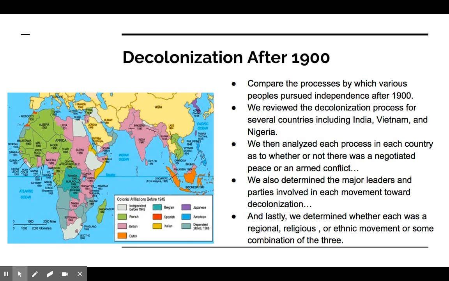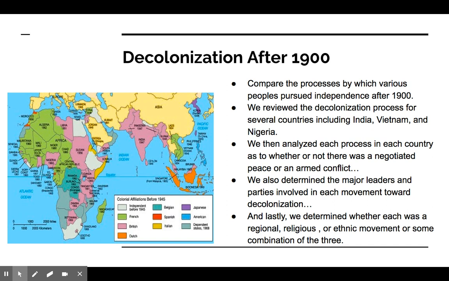We also talked about decolonization after 1900. Students were asked to compare the processes by which various peoples pursued independence after 1900. We reviewed the decolonization process for several countries, including India, Vietnam, and Nigeria. We then analyzed each process in each country as to whether or not there was a negotiated peace or an armed conflict. There seemed to be about a 50-50 split between the various countries that we analyzed.